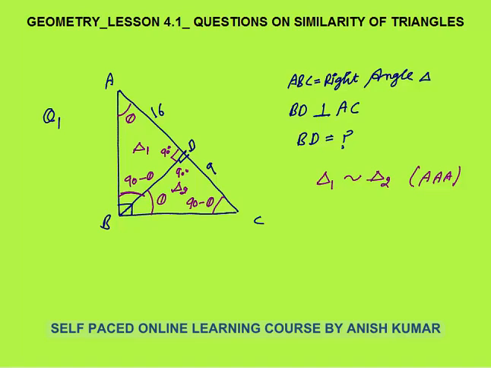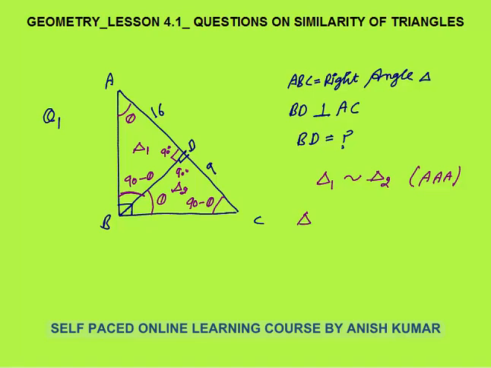You can see the first triangle, what are the angle? Theta, 90 minus theta and 90. Look at the second triangle. What are the angle? Theta, 90 minus theta and 90. All three angles of first triangle is equals to all corresponding angles of second triangle. So we can say that these two triangles are similar. And we know that when the triangles are similar, the corresponding sides are in the same ratio. Now let's determine what will be the corresponding sides.